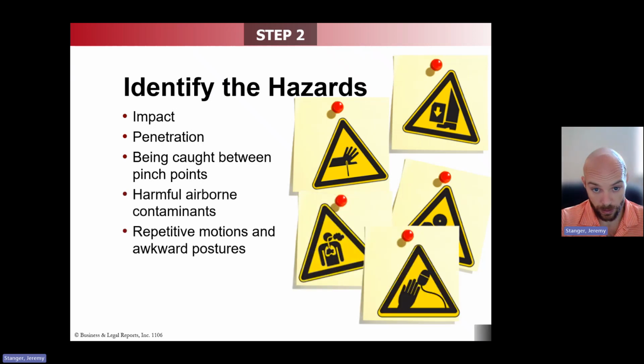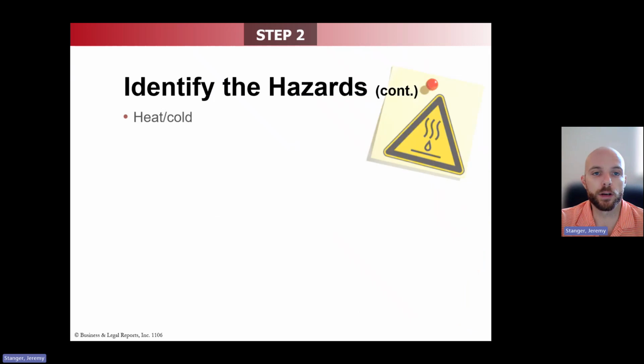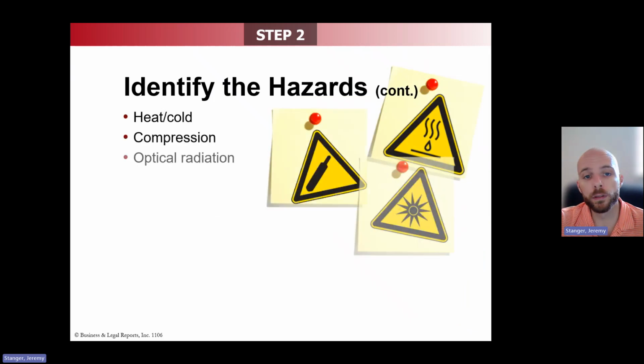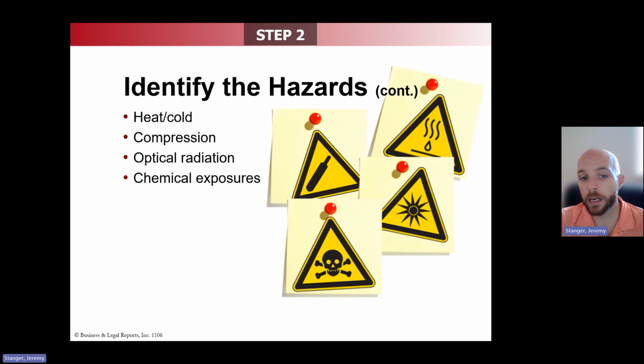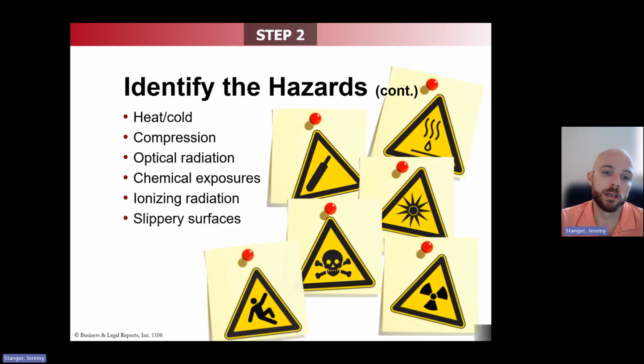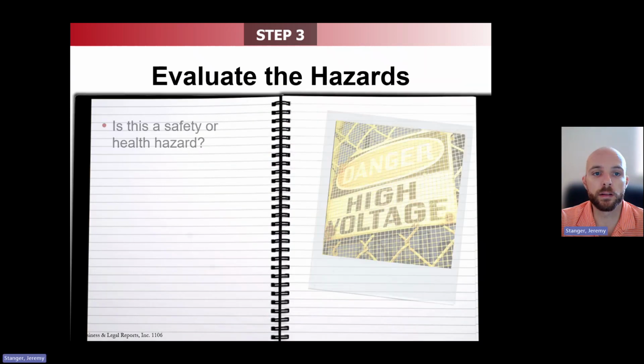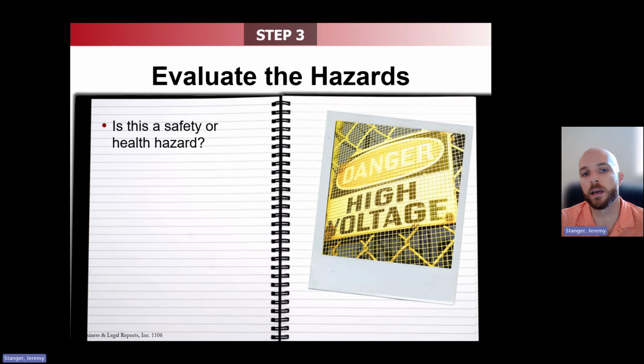Harmful airborne contaminants, like I said, repetitive motions, ergonomic wise, it's always a big one when it comes to manufacturing and even construction. Heat, cold, radiation, it's a good one. Slippery surfaces, you want to evaluate the hazards. Is this a safety or a health hazard, right?